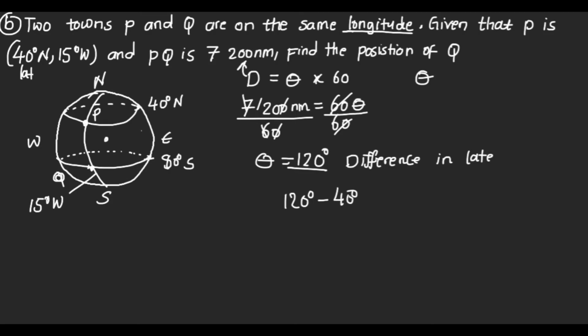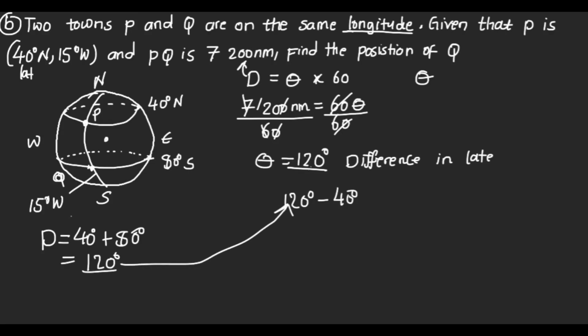So if we are trying to find the difference in latitude between P and Q, we just say difference. The latitude for P is 40 degrees north, plus the latitude for Q is 80 degrees south. So if we add 80 and 40, it will give us the 120 that we calculated from the distance given. So this is what the question is. So the difference between the two was 120. So for us to find now the missing latitude, you subtract the given latitude, which is 40 degrees, from the 120. So the answer here is 80 degrees south.